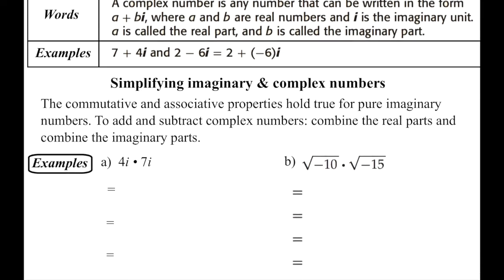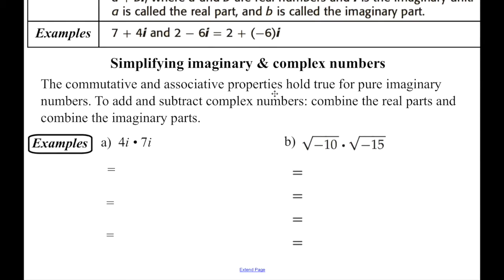So when we want to go ahead and simplify imaginary and complex numbers, our properties of associative and commutative still hold true. Okay, those we can still rearrange and reorder or regroup them and still get the correct answers. When we're adding and subtracting complex numbers, since we cannot combine the real and imaginary parts, we just combine the real parts and then we combine the imaginary parts. And we'll do some examples of that in some future slides here. So here's a couple of examples.